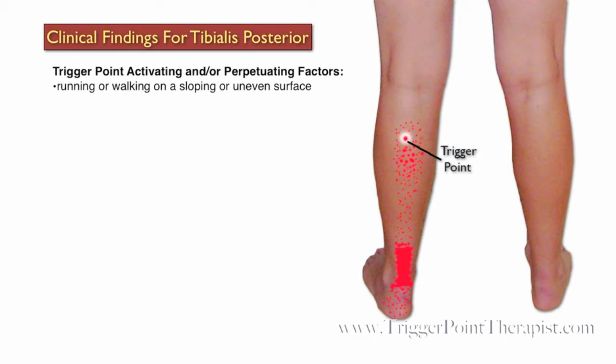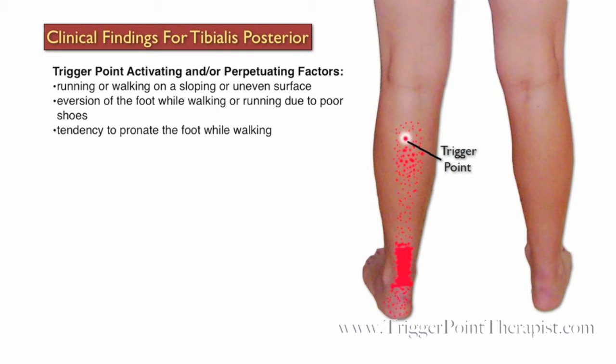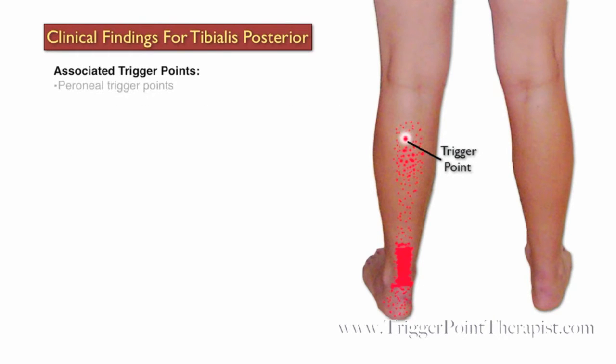Some activating or perpetuating factors for the trigger point in the tibialis posterior muscle include running or walking on a sloping or uneven surface, eversion of the foot while walking or running due to poor shoes, a tendency to pronate the foot while they're walking, and hyperuricemia or gout conditions. The trigger points in the peroneal muscles are functionally associated with tibialis posterior trigger points.